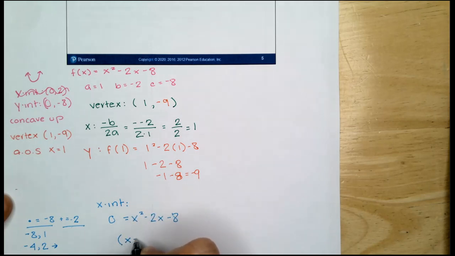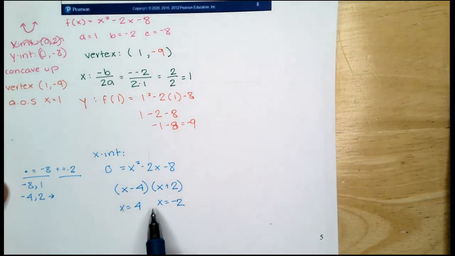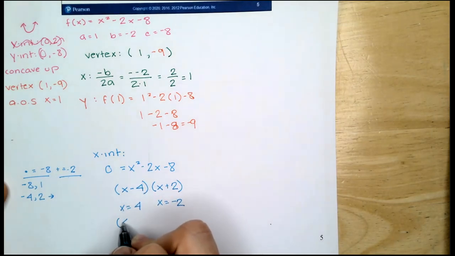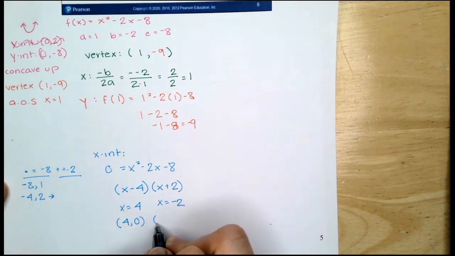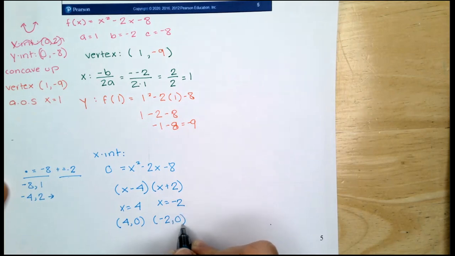So we're going to call this x minus 4, x plus 2, and that means x is 4 and x is -2, right? Sorry, you couldn't see that. Good, so my two x-intercepts are 4, 0 and -2, 0.